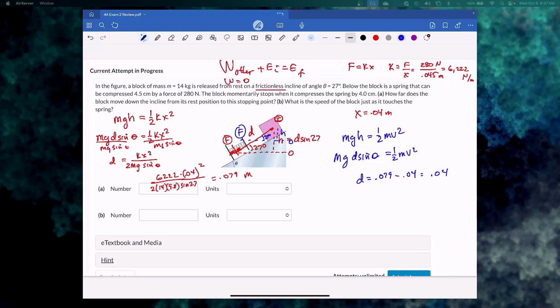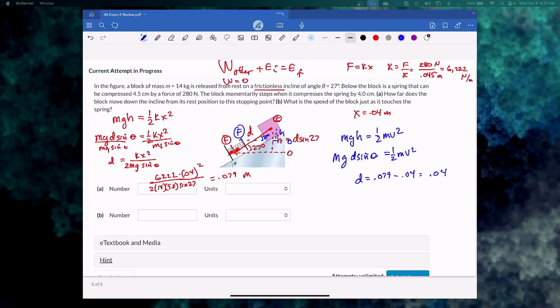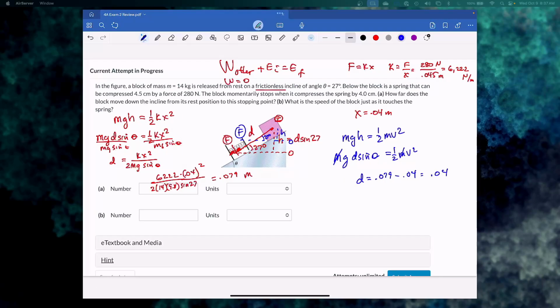I know the sine of my angle. I know my half. Know my m. Solve for v. Okay, mass doesn't matter apparently. 2gd sine theta, getting rid of the half, and square rooting everything. So v is equal to the square root of 2 times 9.8 times 0.04 times the sine of 27. 1.86. Thank you. 1.86 meters per second.